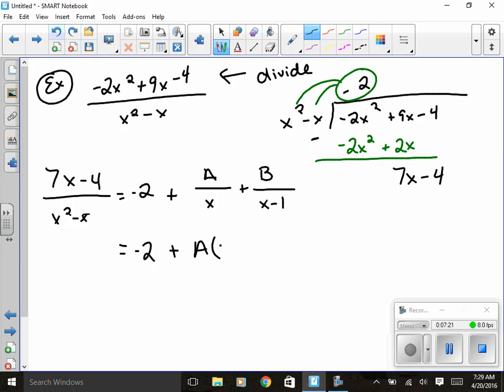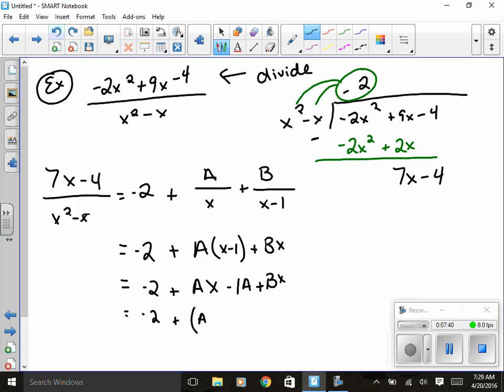So you've got A times x minus 1 plus B times x. Again, that negative 2 just keeps hanging out. I'm going to go ahead and distribute, and I get ax minus 1a plus bx. I'm going to go ahead and combine my like terms.